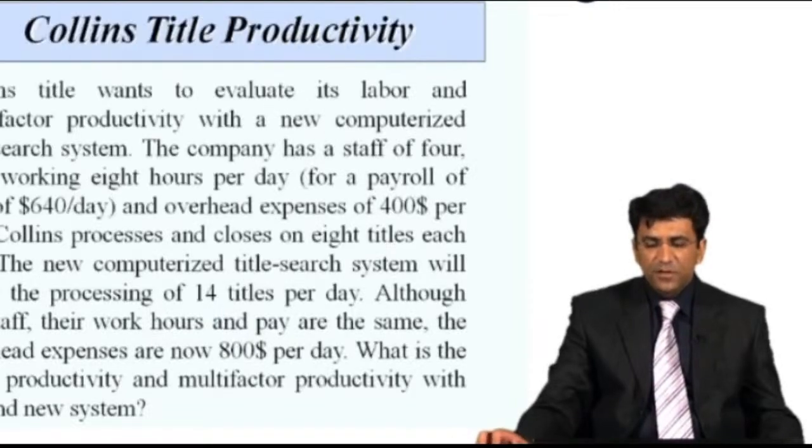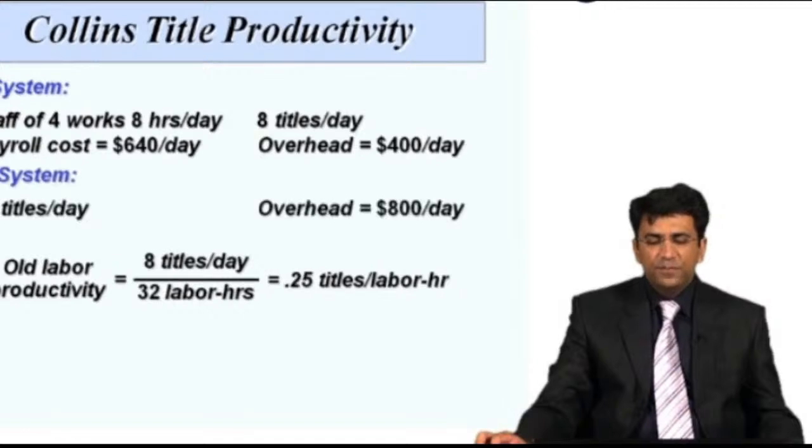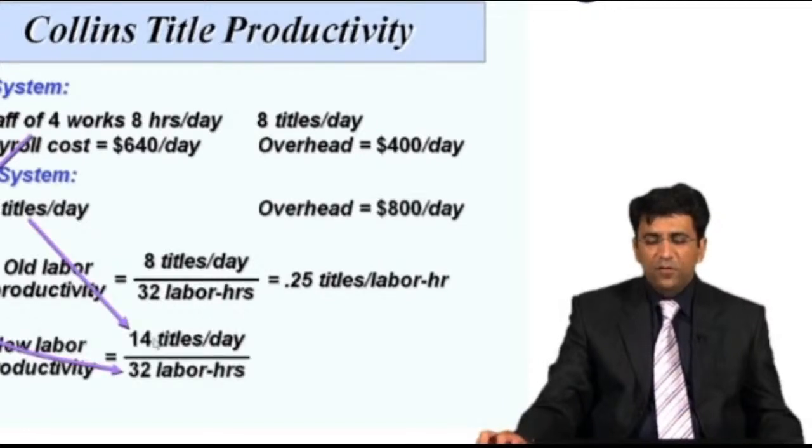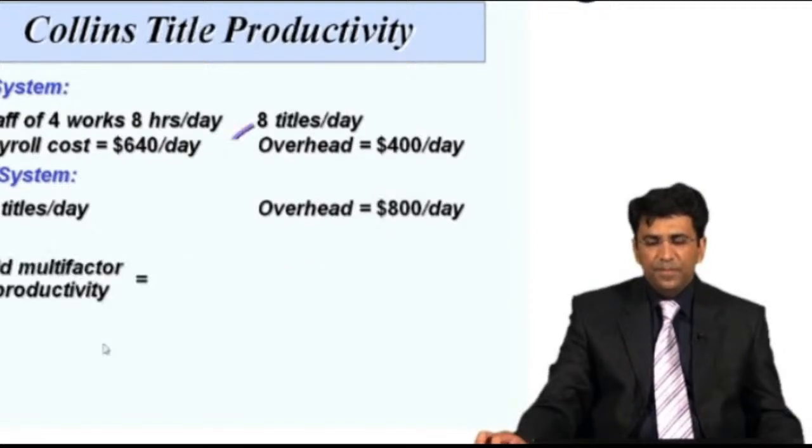You can see that in this particular example, the new output is 14 titles per day. So our productivity with the new system will be 14 titles per day divided by 32 labor hours, and it will be equal to 0.4375 titles per labor hour. So this is our new productivity. So students, in this way we can calculate the productivity with the old system as well as the productivity with the new system.